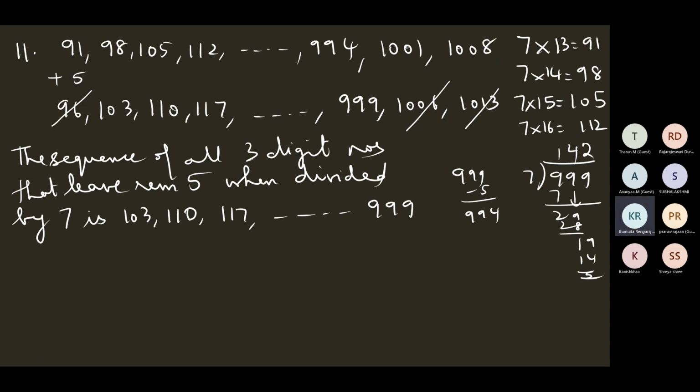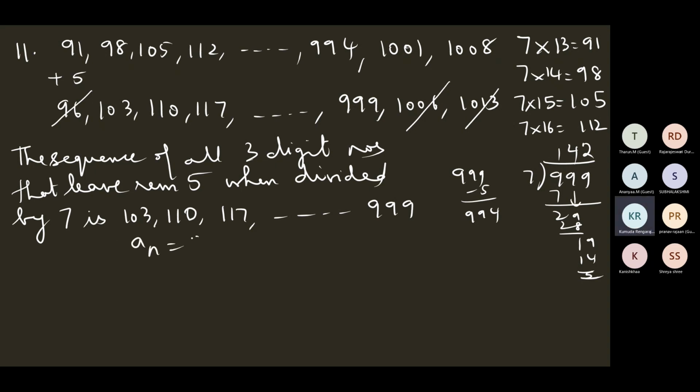Now you need to find the sum of all the numbers. First we need to find the middle term of the sequence, and then we need to find the sum of all the numbers on both sides of the middle term. For that, you need to find the number of terms in the sequence.